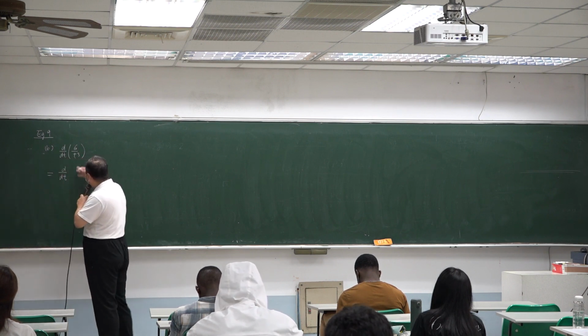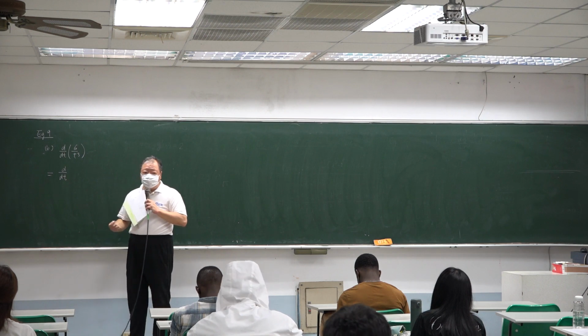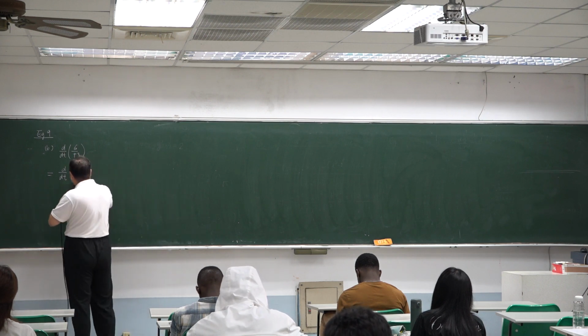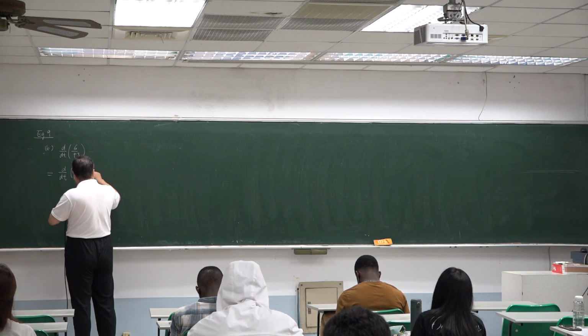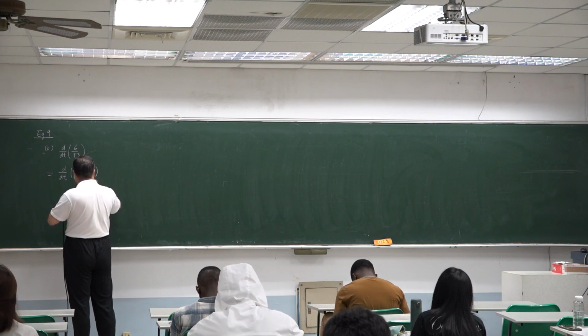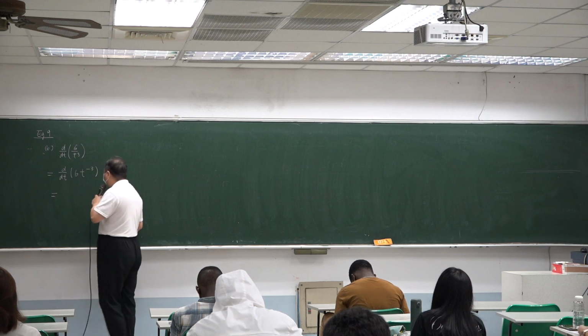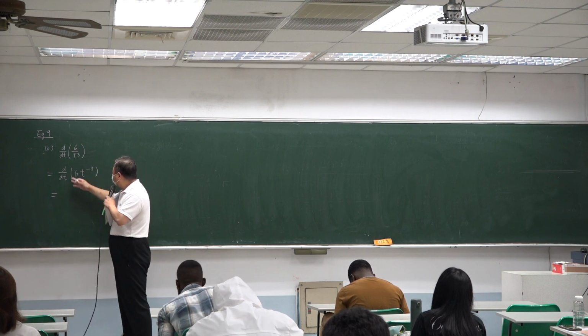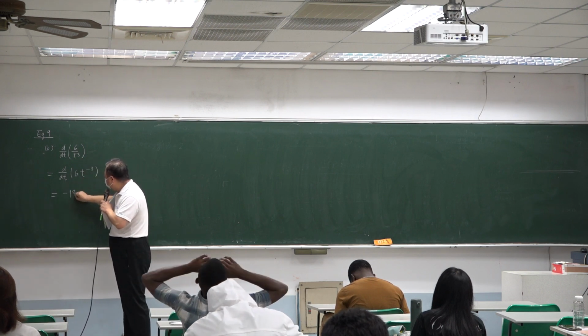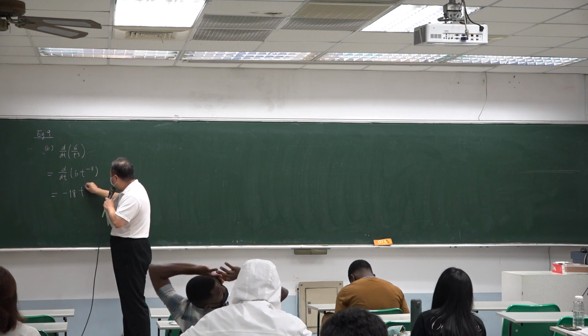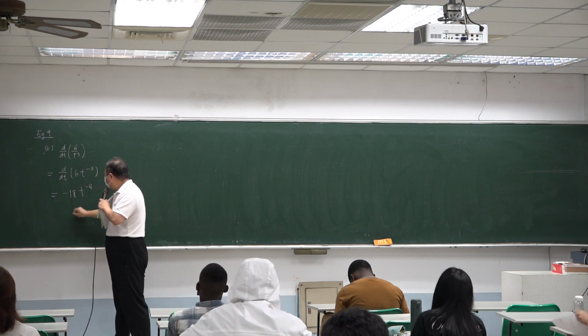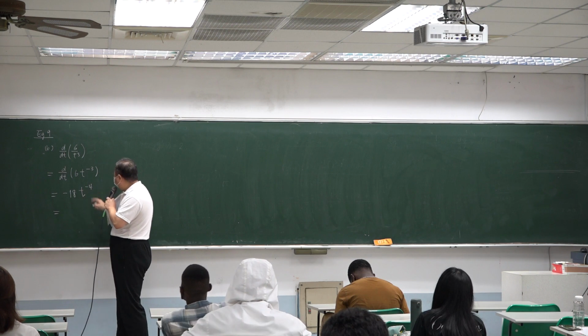Again, rewrite this as a power function: 6 times t to the minus third. And use the power rule: minus 3 times 6 is minus 18. And decrease the exponent by 1, and we get a minus 4 here.